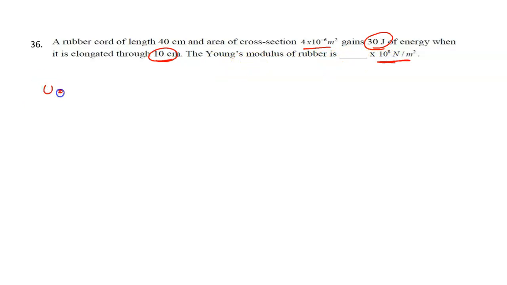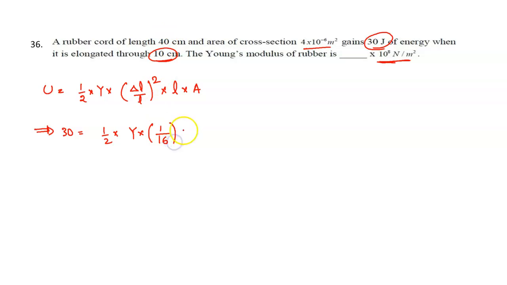We know that energy gained will be equals to half into Young's modulus into strain square, which will be delta L by L whole square into volume. Volume can be written as length into area of cross section. Now just substitute the values here. Energy gained is given as 30, which will be equal to half into Young's modulus into delta L by L, 10 upon 40, that will be 1 by 4. 1 by 4 square will be 16 into L.